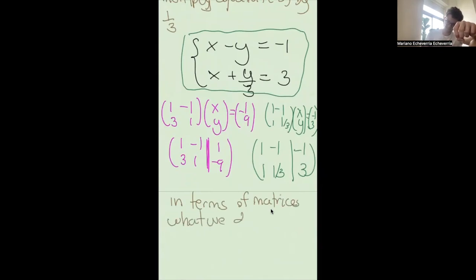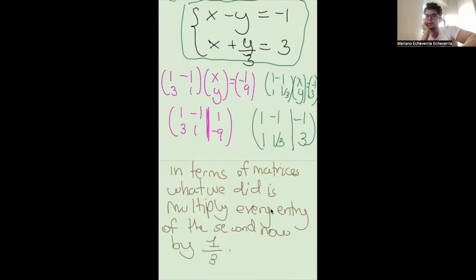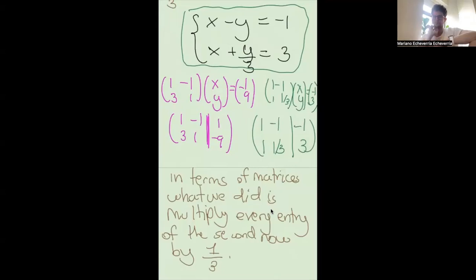So in terms of matrices, what we did is multiply every entry on the second row by 1/3. Is that making sense? Everyone's okay so far? Questions up to this point?